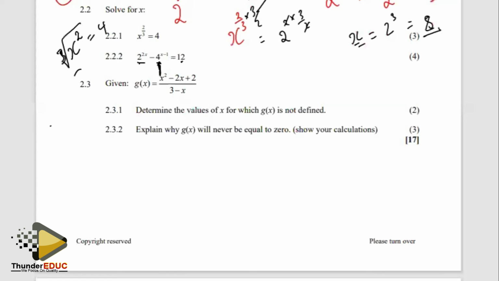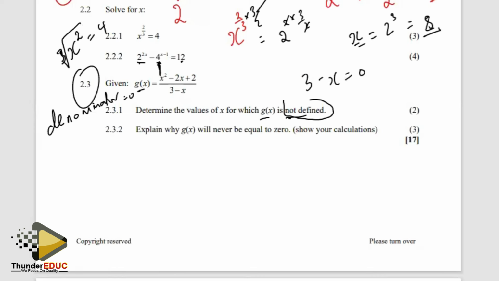2.3, if we are given g of x is equal to x squared minus 2x plus 2 over 3 minus x, determine the values of x for which this is not defined. So not defined is the same as undefined. And we know that something can be undefined if the denominator is a 0. So equate the denominator, which is 3 minus x is equal to 0. Solve for x. So if ever x is a 3, the whole expression is going to be undefined.